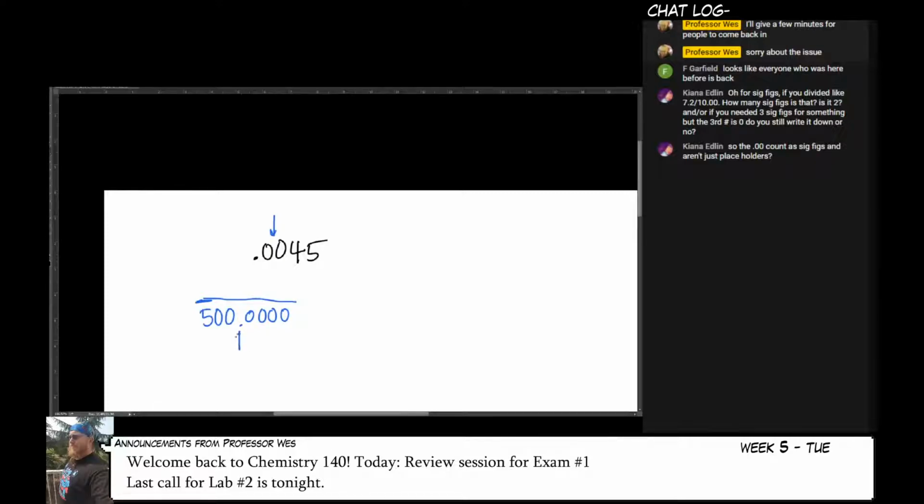And it's because of the decimal rule. Remember that in a decimal, anything to the right of a sig fig is a sig fig, and anything to the left is a placeholder. It doesn't matter where the decimal occurs or where your sig figs occur. They can be wherever you want them to be. As long as you have that decimal, the rule applies.